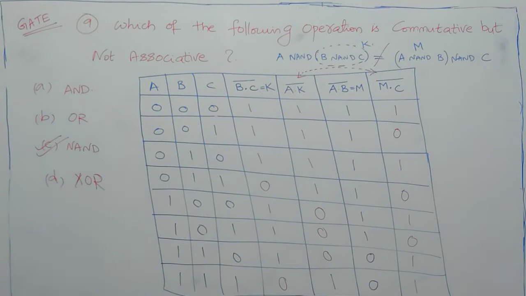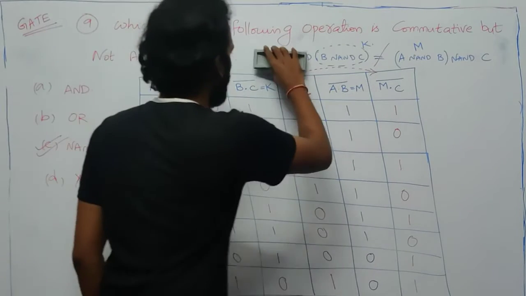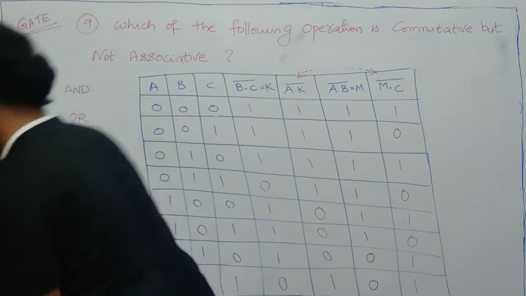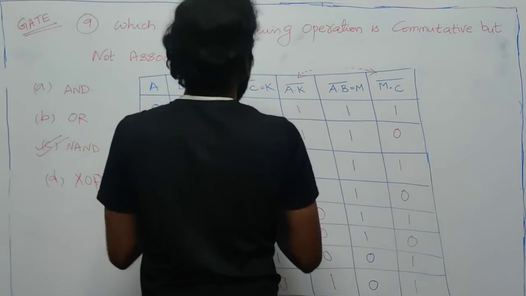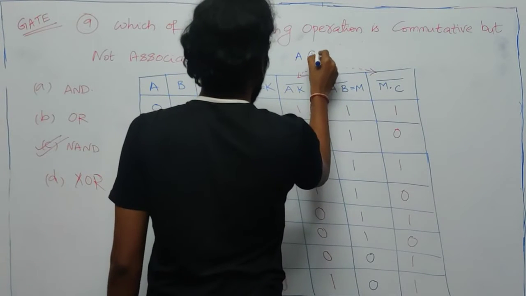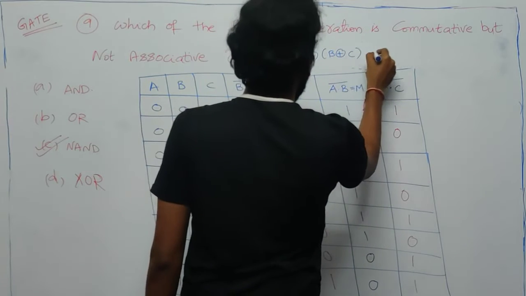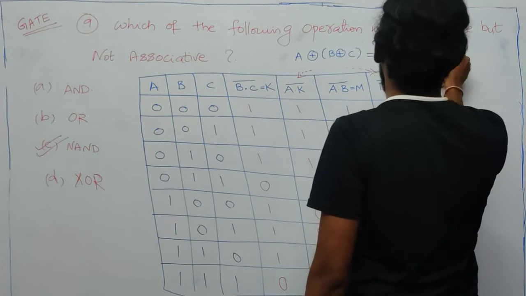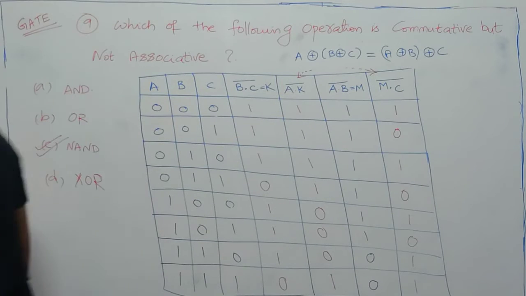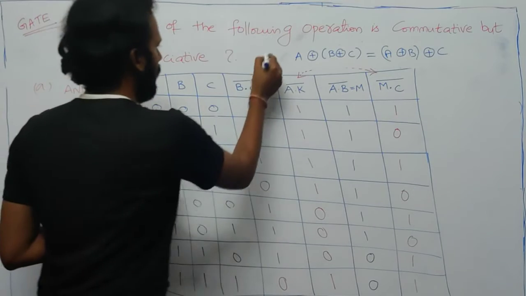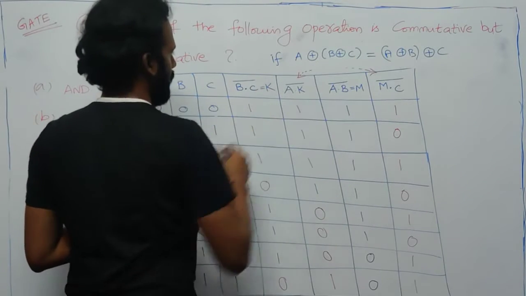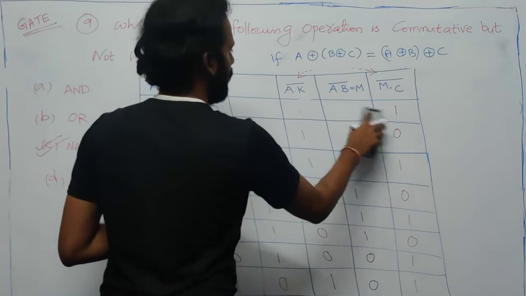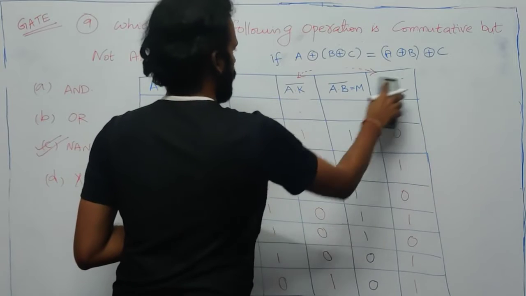Okay. So what we can do is, instead of NAND, you replace it with XOR. That means A XOR of B XOR of C is equal to A XOR of B XOR of C. Suppose if this is satisfied, then we can say that XOR is associative.